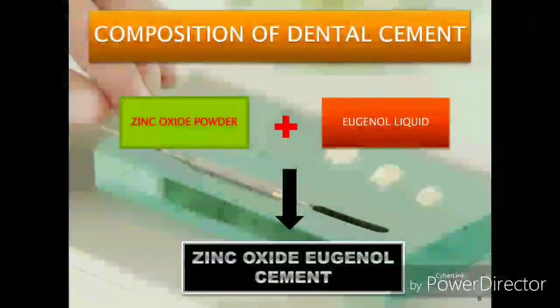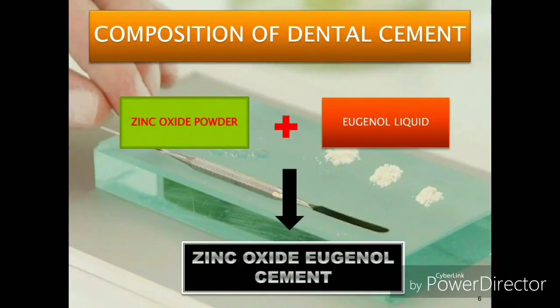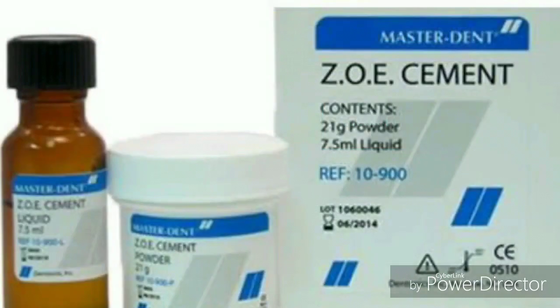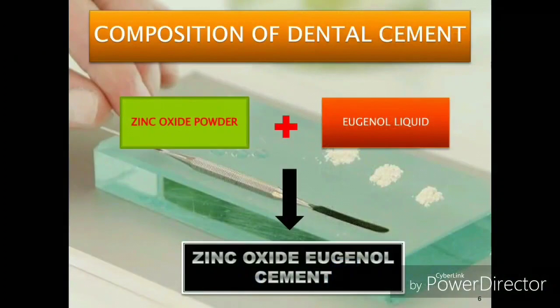Firstly, when zinc oxide powder is mixed with eugenol liquid, it gives us zinc oxide eugenol cement. Zinc oxide eugenol cement has various clinical applications in dentistry. For example, it can be used as a long-term or short-term luting agent. It can also be used as a temporary restorative material or as an intermediate restorative material.